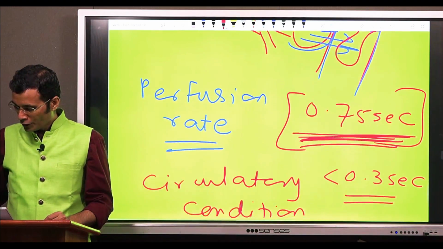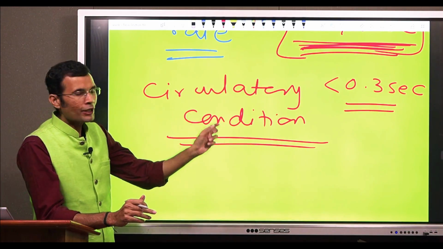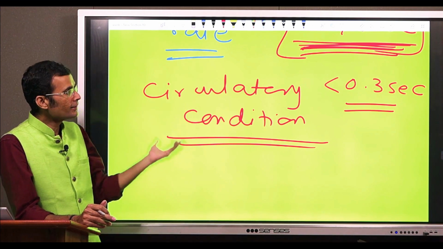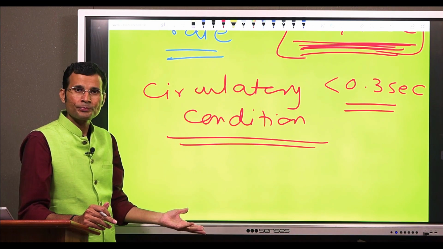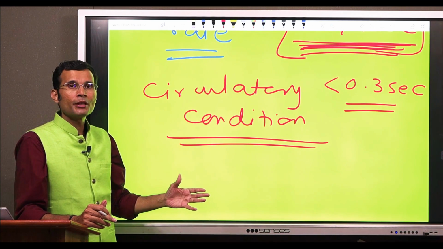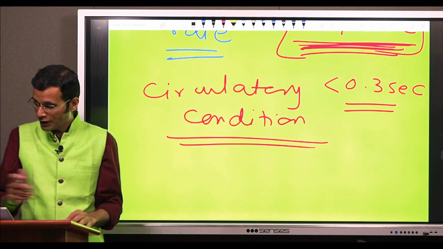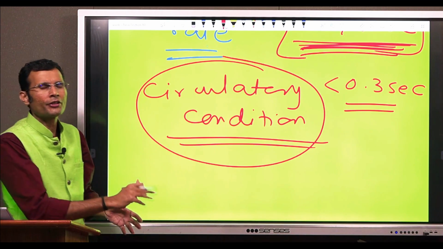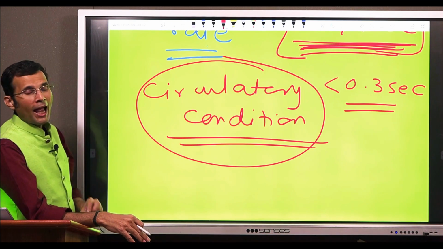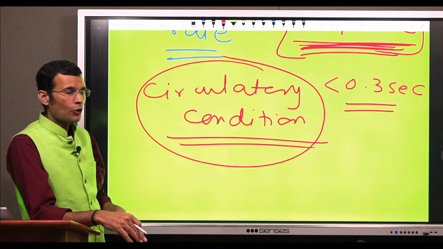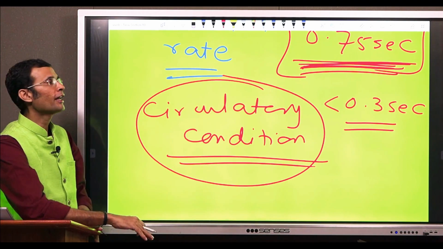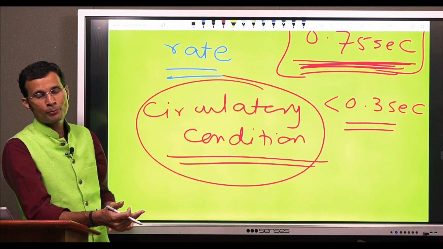And now there is a circulatory condition in which the rate of blood flow through the lungs is less than 0.3 seconds. An average RBC stays near the alveoli for less than 0.3 seconds. That means there is not adequate time for oxygen to reach equilibrium. So oxygen will not be able to reach equilibrium in such a circulatory condition. For instance, severe intense exercise, this may happen. In such a condition, oxygen cannot reach equilibrium because the perfusion rate to the alveoli was altered. It became less than 0.3 seconds.